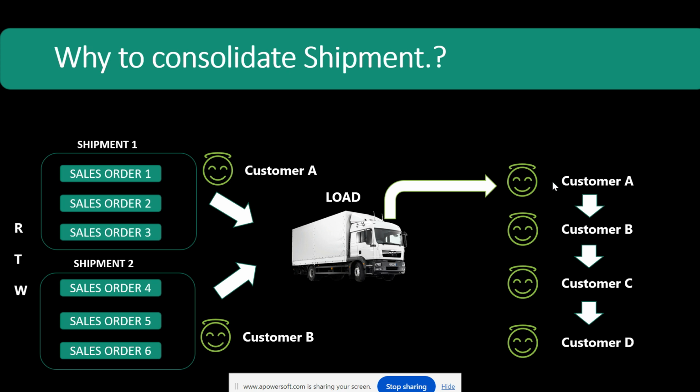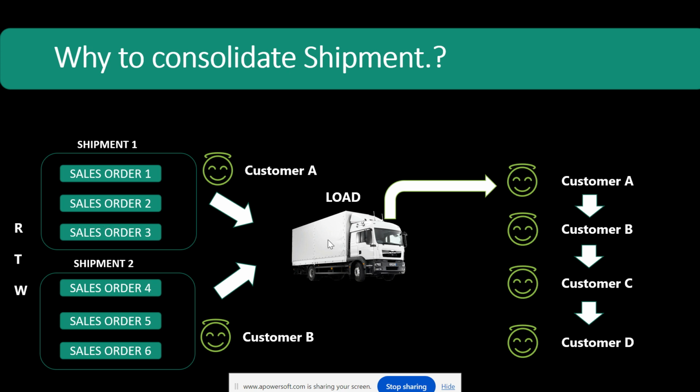Likewise, it will be able to deliver to multiple customers from a single truck, because it doesn't make sense to have a full truck deliver to one specific customer, right? So the same load can contain multiple shipments, and a single shipment can have multiple sales orders. That's what it primarily means.